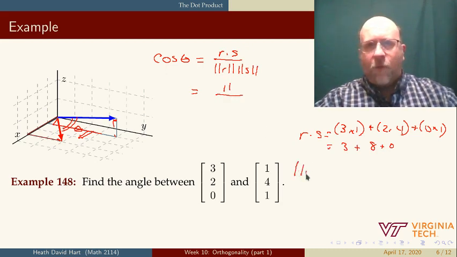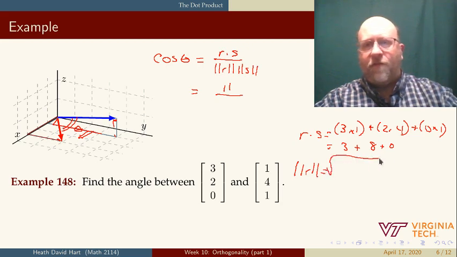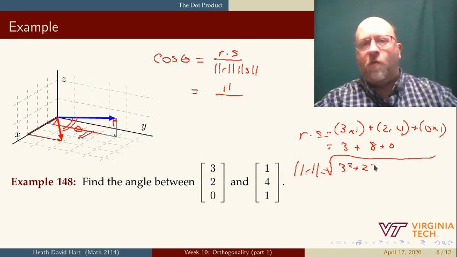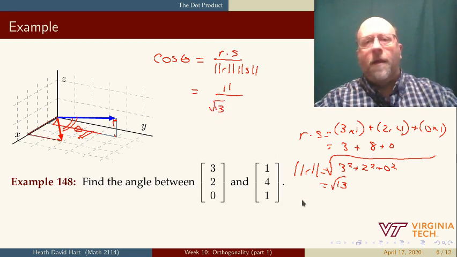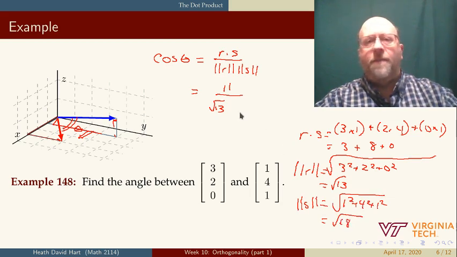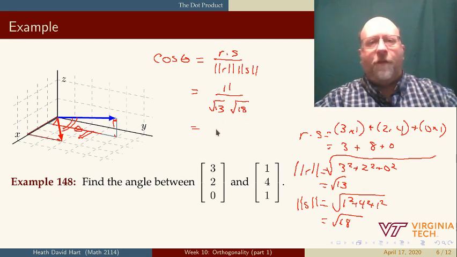And then for the denominator, we're going to take the magnitude of these two vectors. This uses the Pythagorean theorem. The square root of 3 squared plus 2 squared plus 0 squared. That's the square root of 13. And the magnitude of s, that's the square root of 1 squared plus 4 squared plus 1 squared. And that's the square root of 18. We'll divide 11 over the square root of 13 times the square root of 18, and we get an answer that's approximately 0.719.